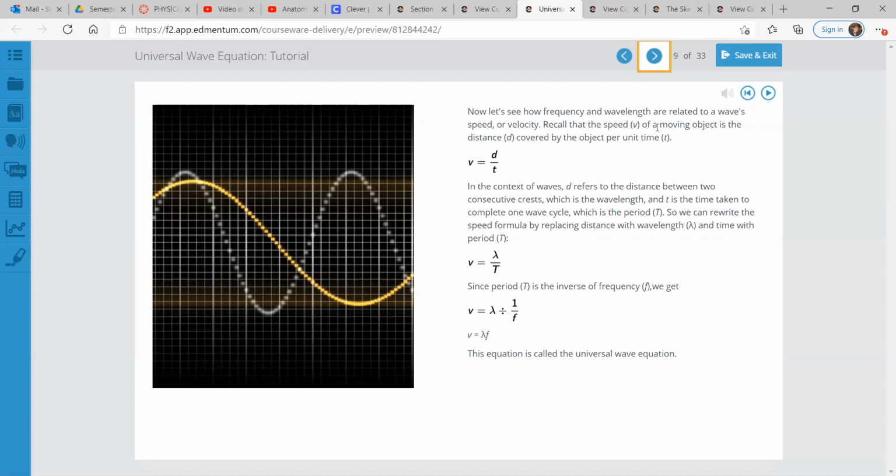And since period, T, is the inverse of frequency, f, we get speed is equal to wavelength divided by 1 over f. And if you rewrite that, that means the speed of a wave is equal to wavelength times the frequency of the wave. This is the universal wave equation. Speed equals wavelength times frequency.